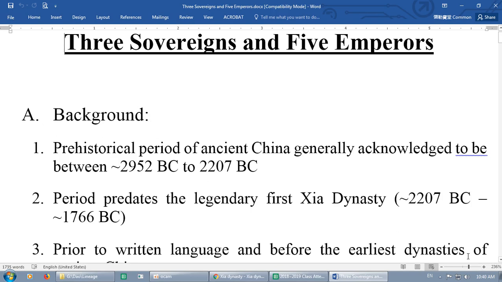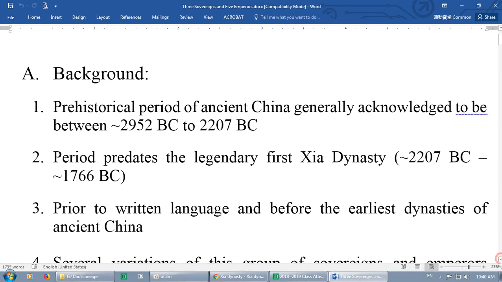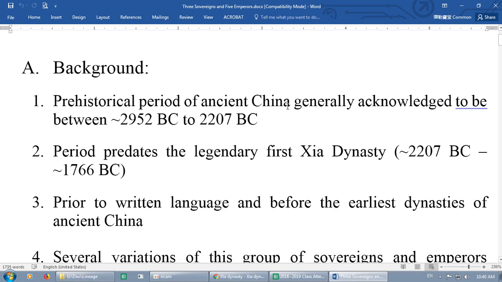The period of the 3 sovereigns and 5 emperors is a prehistorical period of ancient art, generally acknowledged to be within this time frame, which is pretty early. Just as a frame of reference, to make a comparison, this is roughly ancient Egypt, the time of the first 4 or 5 dynasties, before the Great Pyramids. Even before the Great Pyramids.